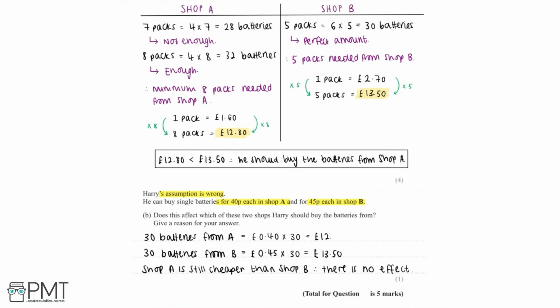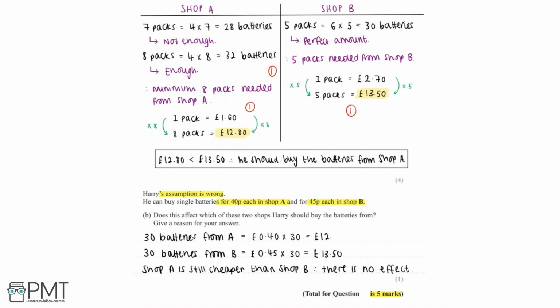Now this question is worth 5 marks. We get the first mark in part A, for finding that Harry would need to buy 8 packs from shop A and 5 packs from shop B. We get the second mark for finding that if Harry was to buy the batteries from shop A, it would cost him £12.80. We get the third mark for finding that if Harry was to buy the batteries from shop B, it would cost him £13.50.